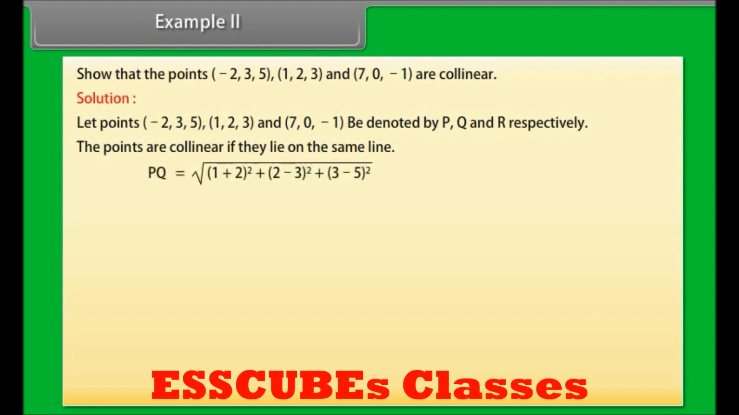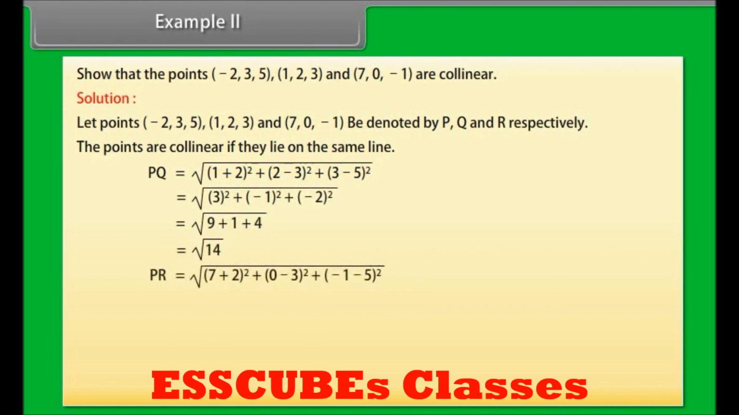PQ = square root of (1 + 2)² + (2 - 3)² + (3 - 5)². After calculating PQ, we get square root of 14. PR = square root of (7 + 2)² + (0 - 3)² + (-1 - 5)². After calculating PR, we get 3 into square root of 14.